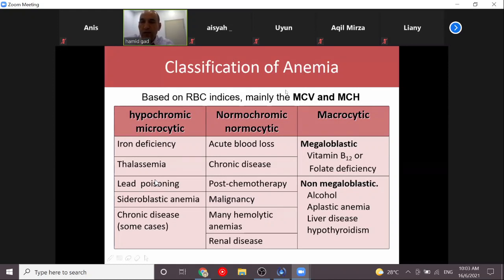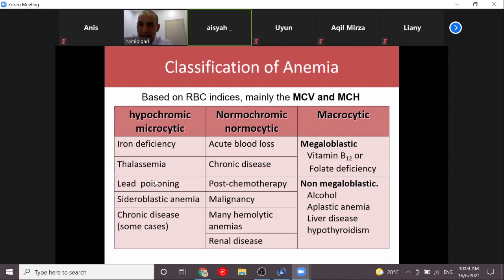But always, if you find MCV is large, macrocytic, you go and check the vitamin B12. Maybe vitamin B12 is low, or folic acid. Measure both of them together. If one of them is low, we confirm that this macrocytic anemia is due to vitamin B12 deficiency or folic acid deficiency. Clear? Understand?